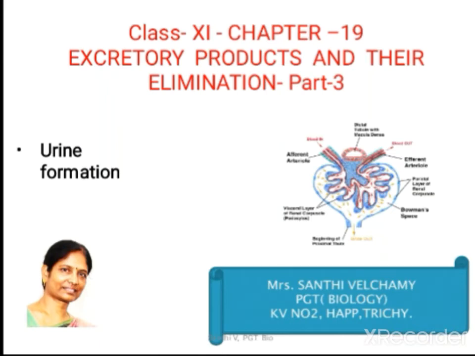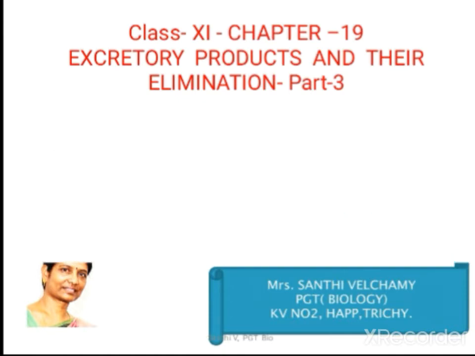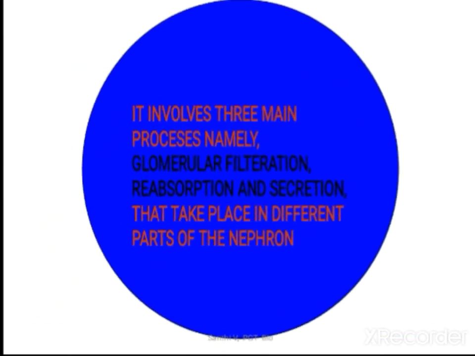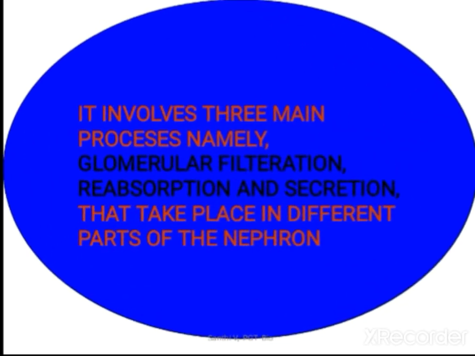So today we are going to continue the chapter excretory products and their elimination. The topic to be covered is urine formation. So now let us study urine formation. Urine formation involves three main steps, that is glomerular filtration, tubular secretion and tubular reabsorption. These three occur in different parts of the nephron.